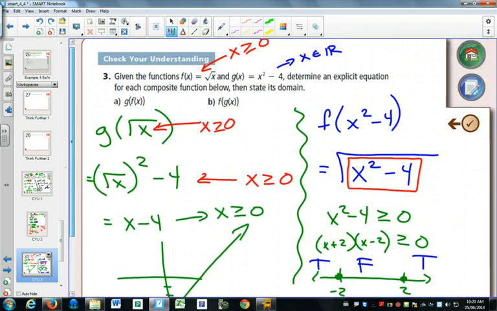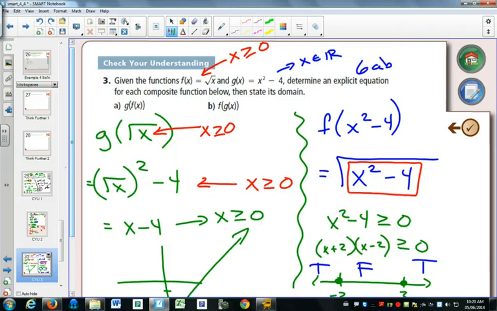And for this one, the questions you can do are 6, A, B, and C, and 10 as well.